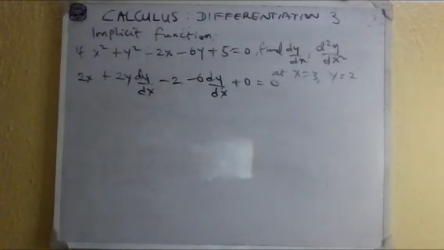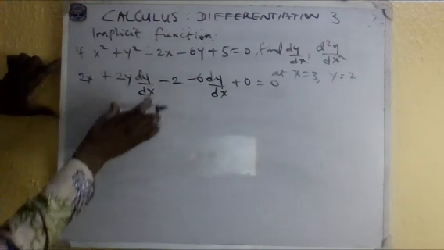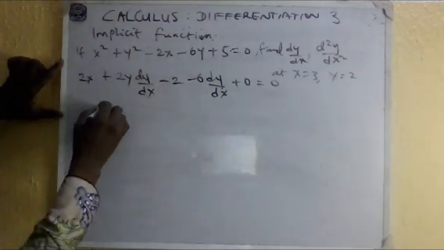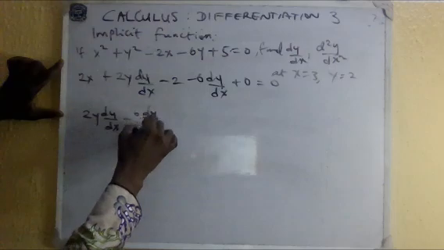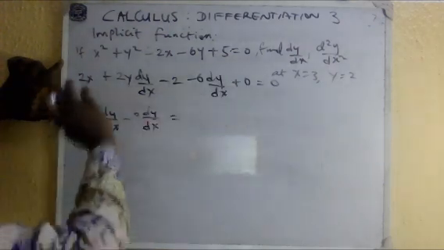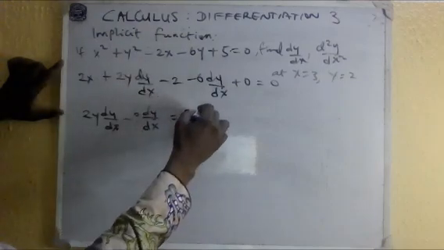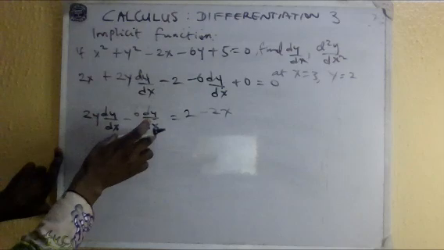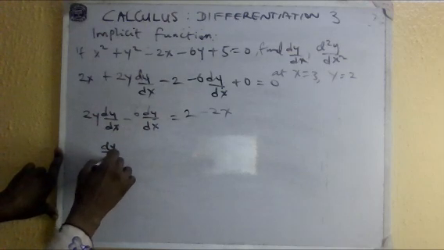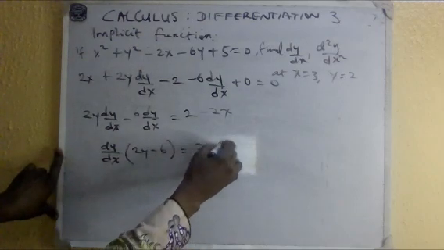So I'm doing differentiation. I will now collect like terms. Anywhere I have dy/dx, I group them. So the first term is 2y dy/dx. I group it with minus 6 dy/dx. It's equals to, I take every constant term to the other side. So 2 will become plus 2, and 2x will become minus 2x. At this point, I can now factorize. dy/dx is common, it will come outside. Then what's left inside is 2y minus 6 is equals to 2 minus 2x.